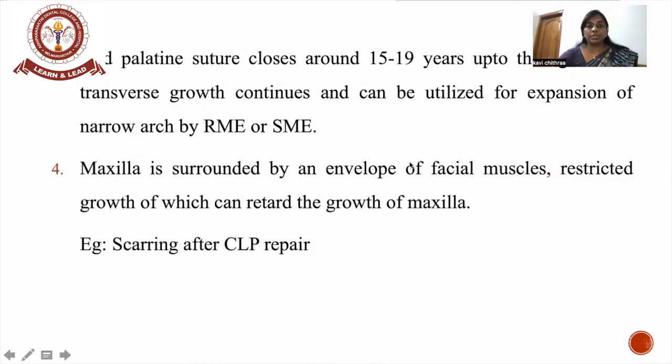And the mid-palatine suture actually closes around 15 to 18 years of age. So the transverse growth occurs until then. So we have to utilize this period to cause expansion of the arch, for example, RME, which is rapid maxillary expansion, or slow maxillary expansion. Then the maxilla is surrounded by an envelope of facial muscles, which causes restricted growth if there's any defect to the muscles, and this will in turn cause the growth of the maxilla to be deficient.